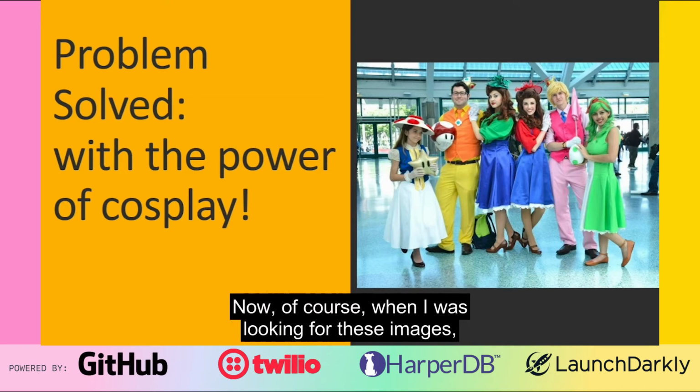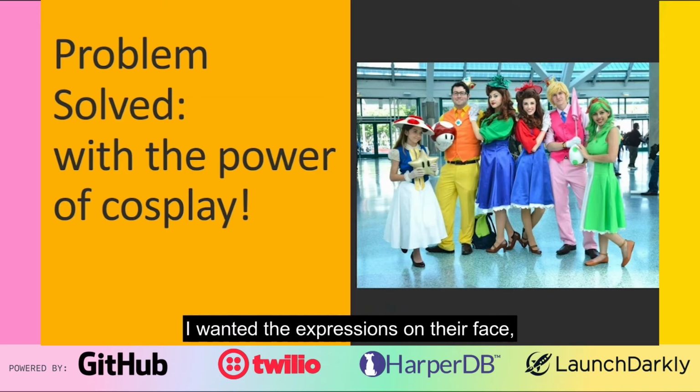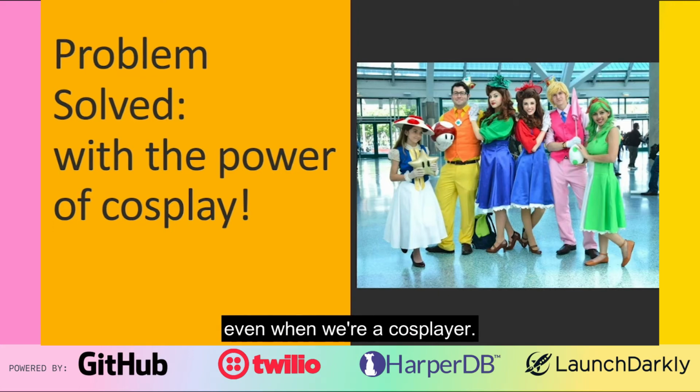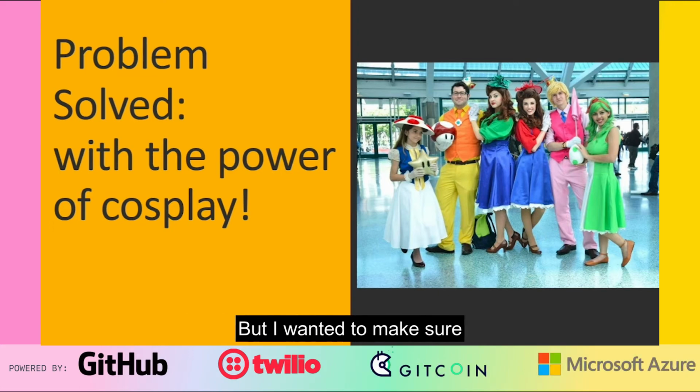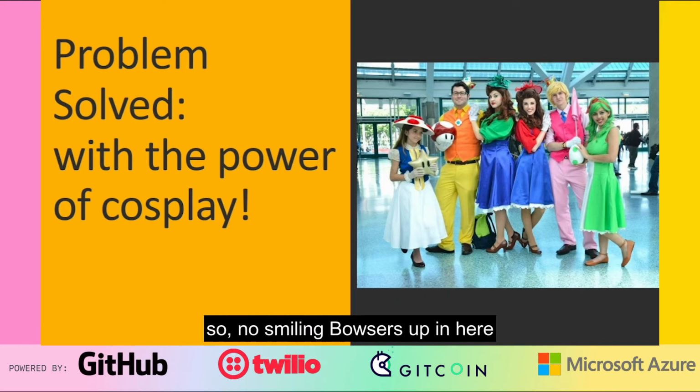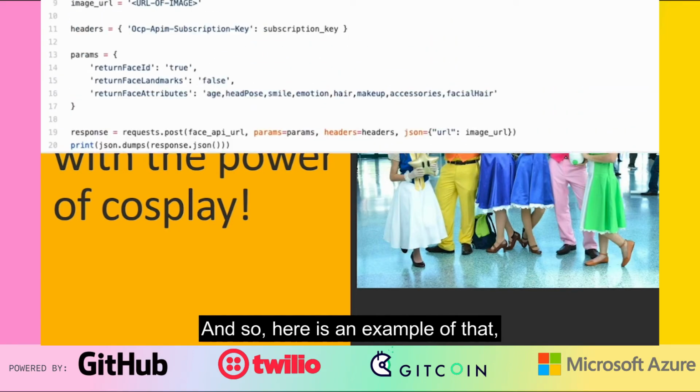Now, of course, when I was looking for these images, I wanted the expressions on their face, because oftentimes we smile in photos, right, even when we're a cosplayer. But I wanted to make sure that the expressions on the faces matched the characters. So no smiling Bowsers up in here. We want a grumpy Bowser, right? Because Bowser's usually pretty grumpy. And so here is an example of that.